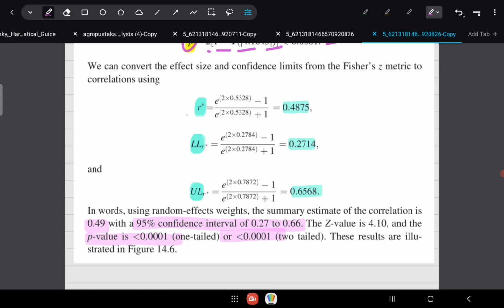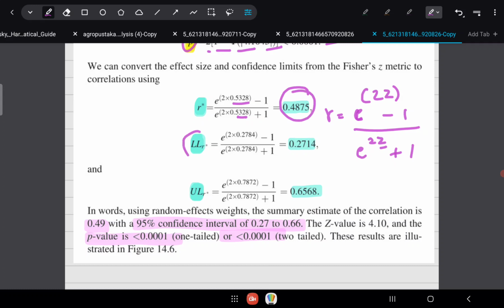So the correlation coefficient is actually e to the power of 2z minus 1 divided by e to the power of 2z plus 1, where z is the Fisher Z. So this was the summary Fisher Z, you remember, and you will put this into the formula and you will get the summary correlation coefficient. Similarly, for the lower limit and upper limit also, you will use exactly the same formula to convert them into the correlation metric form.